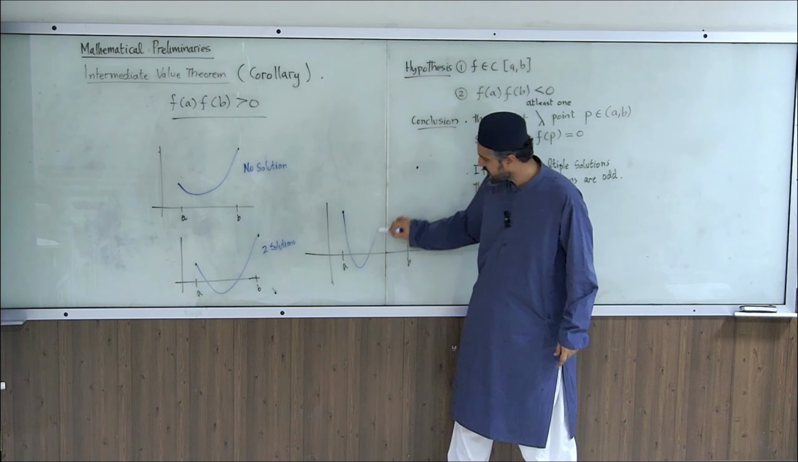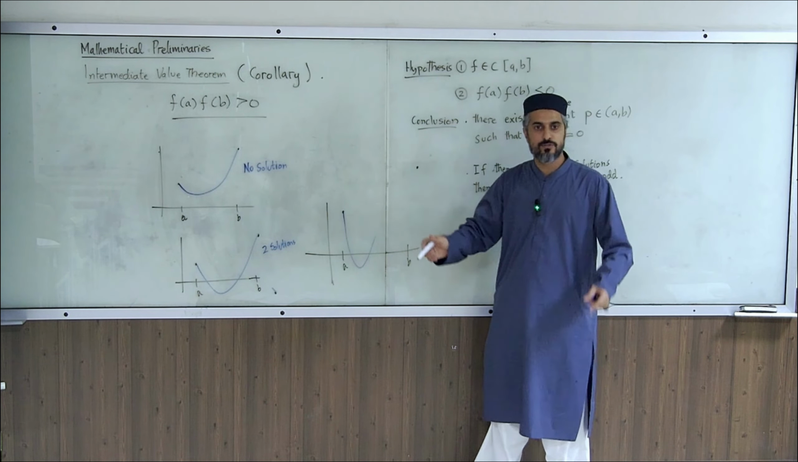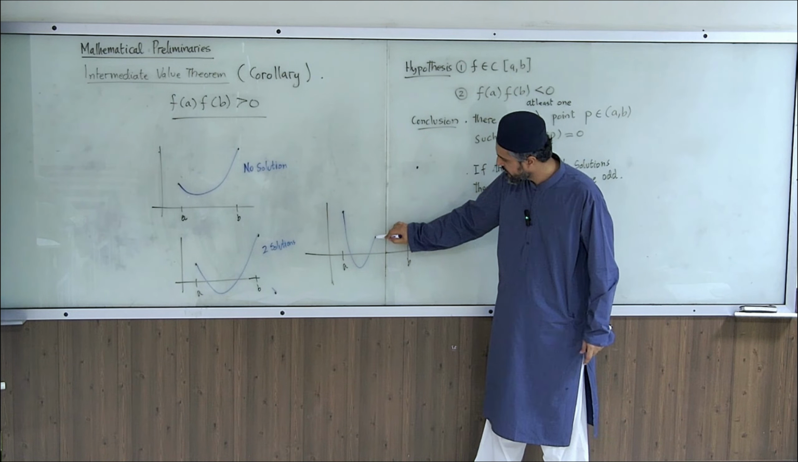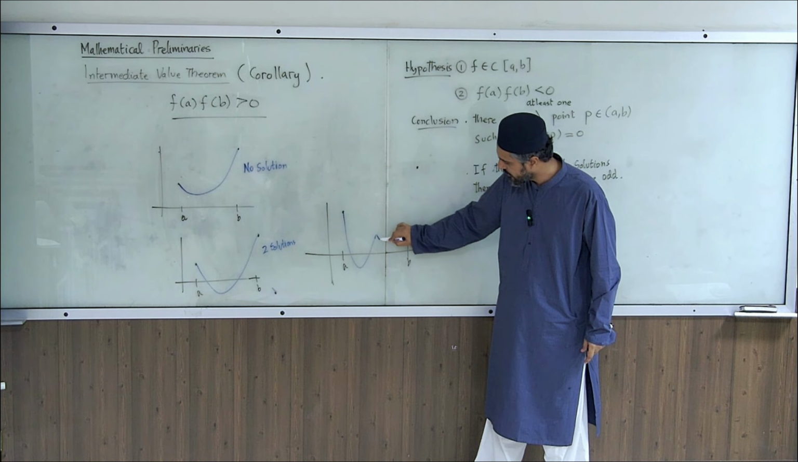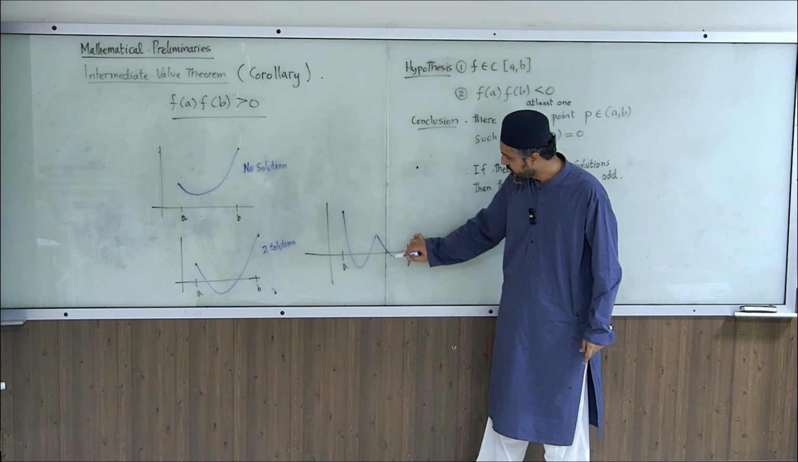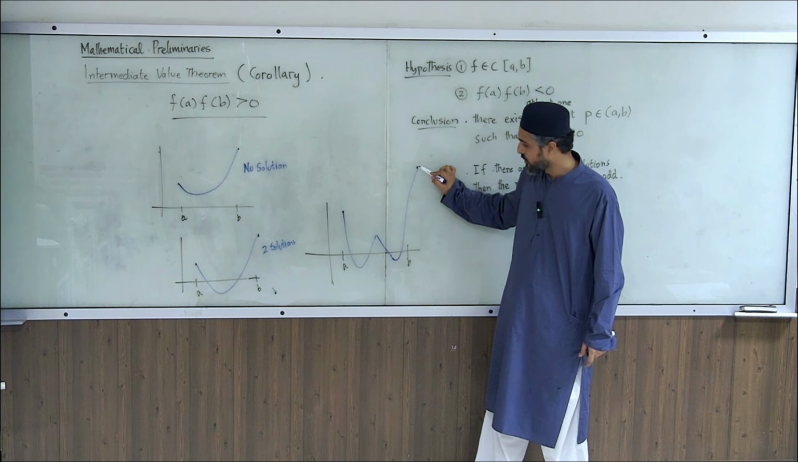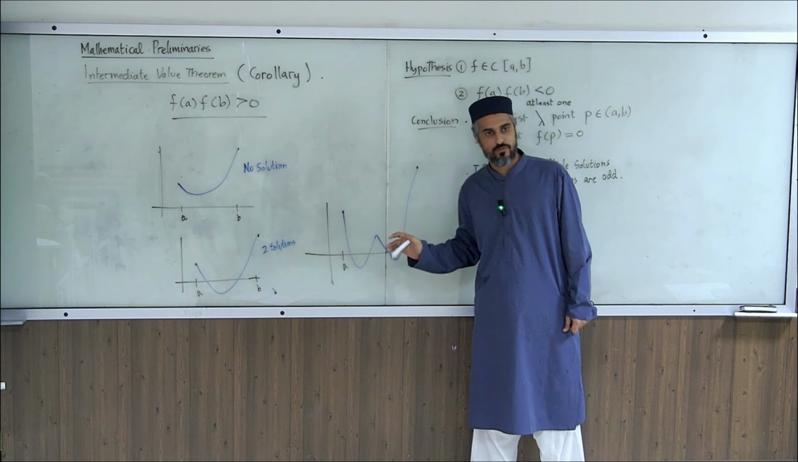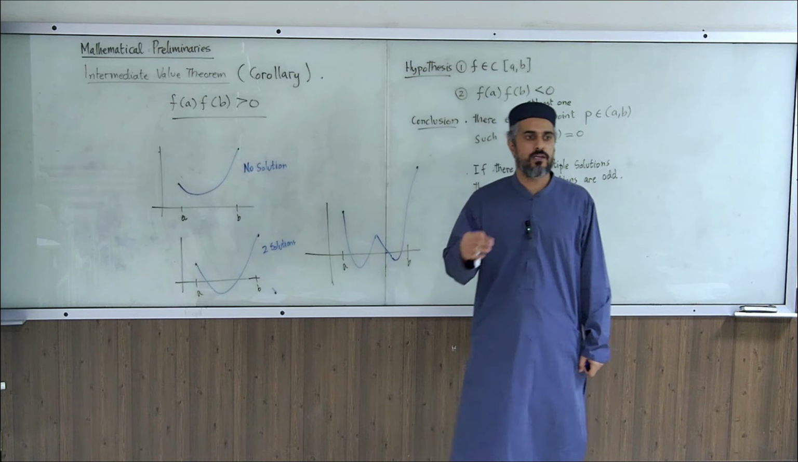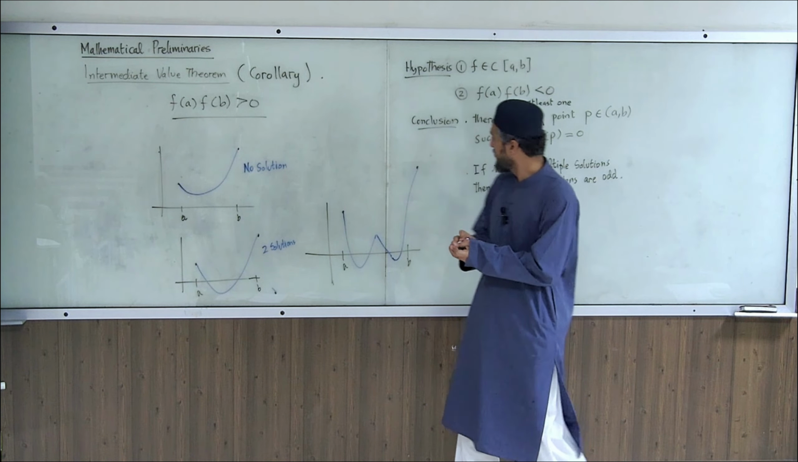If this is the scenario and we want more than two solutions, then we need to come down. We need to cross the axis. Once we cross the x-axis, ultimately I need to go back to this height, so I'll go back to this point. How many solutions do we have? Four solutions. If I keep continuing this observation, for example more than four solutions, then the solutions will be six.